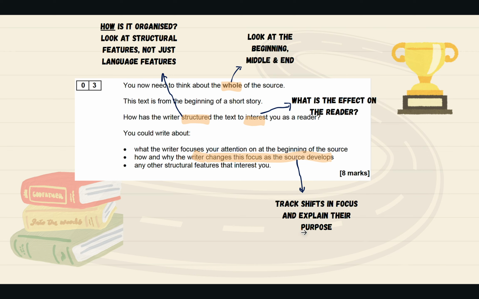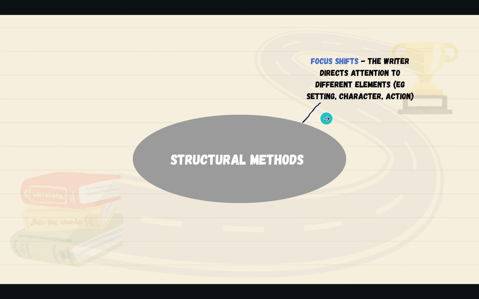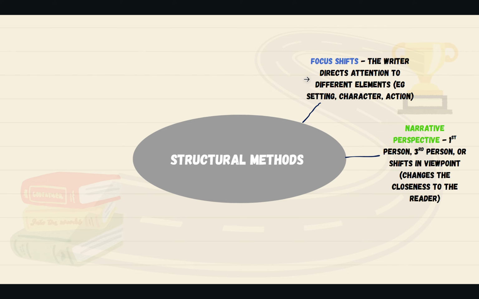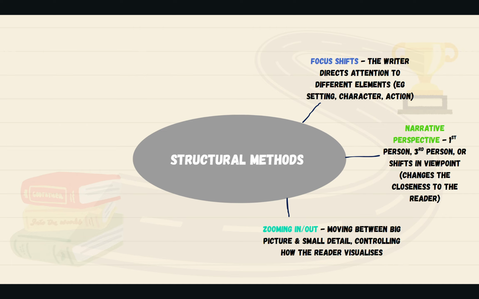So if we have a look at some structural methods together, one of them is focus shift. This is when the writer directs the attention of the text to a different element, for example, a change in setting, character, or action. Narrative perspective is when the text is written in either first person, third person, or they can also shift in viewpoint, so it changes the closeness of the character to the reader. Zooming in and out is when the text is moving between big picture and small details, so it controls how the reader visualizes what's going on in the text.